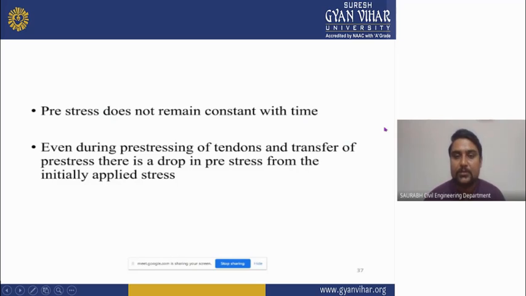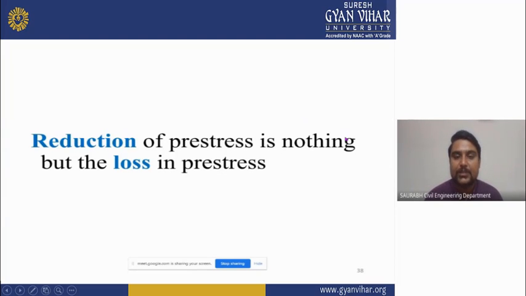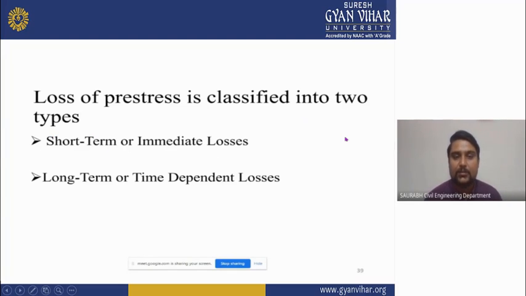Prestress does not remain constant with time, and even during prestressing of the tendon and transfer of prestress, there is a drop in prestress from the initially applied stress. Reduction of prestress is nothing but loss in the prestress, and loss of prestress is classified into two types. First is short-term, immediate loss, and second is long-term, time-dependent loss. These are the two types of losses which occur in prestressed concrete.